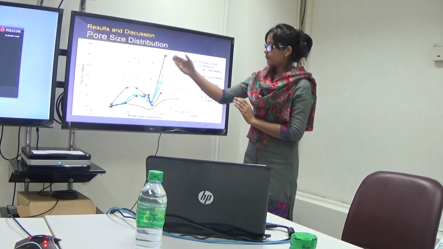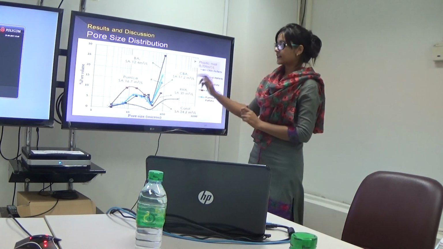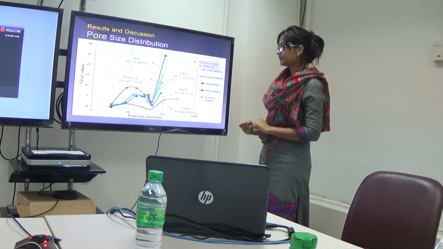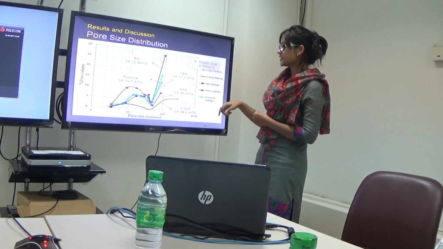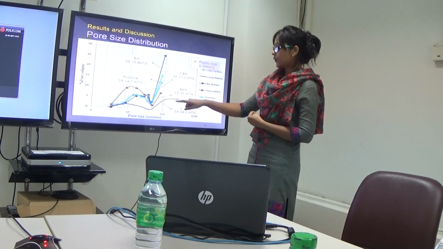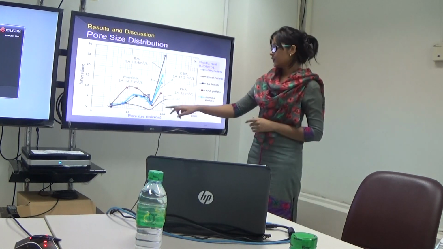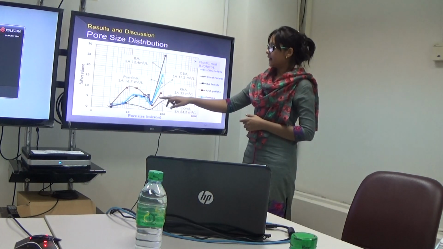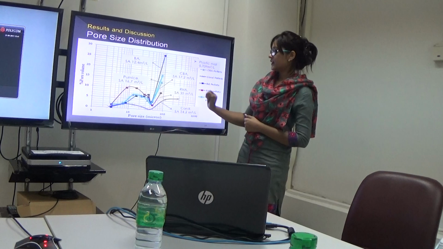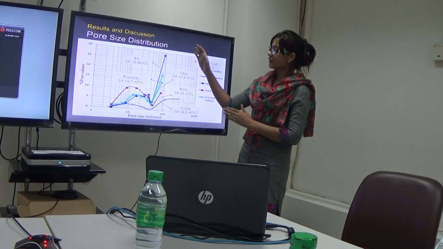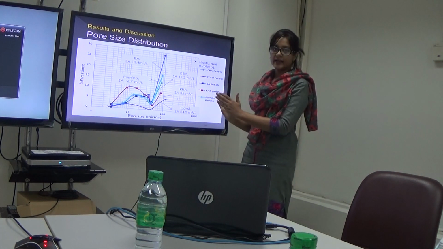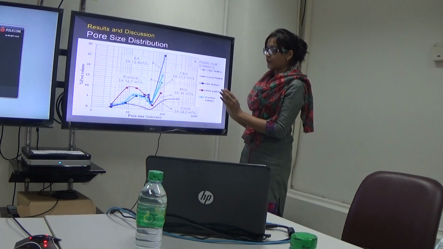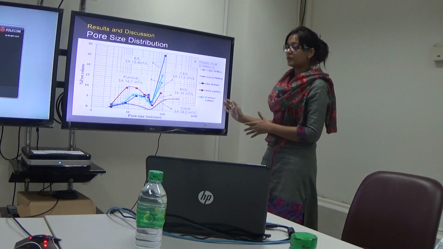And with this pore size and volume, we draw this graph for each type of media. This is for bagasse, and this one for coral. Coral has some big pores, that's why the micron size is very high. And this is for rice husk ash, this is for coal bottom ash. This is all on the same level, same size of pore. But coral has some big pore size.